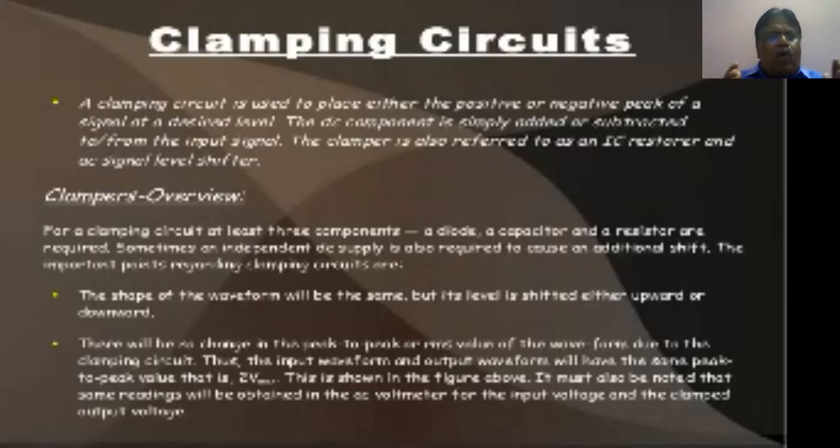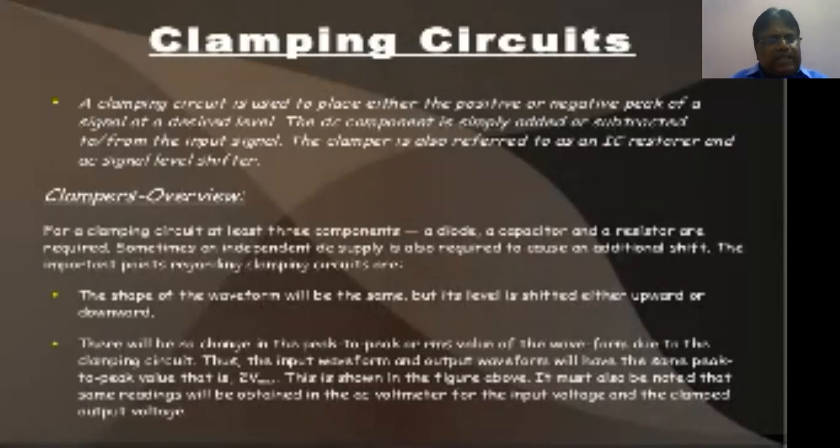The important points regarding clamping circuits are that the shape of the waveform will be the same, but its level is shifted either upward or downward. So whatever input signal we have, for example an AC signal, that same AC signal appears at the output side, but it is shifted upward or downward. That is the main objective of the clamping circuit.